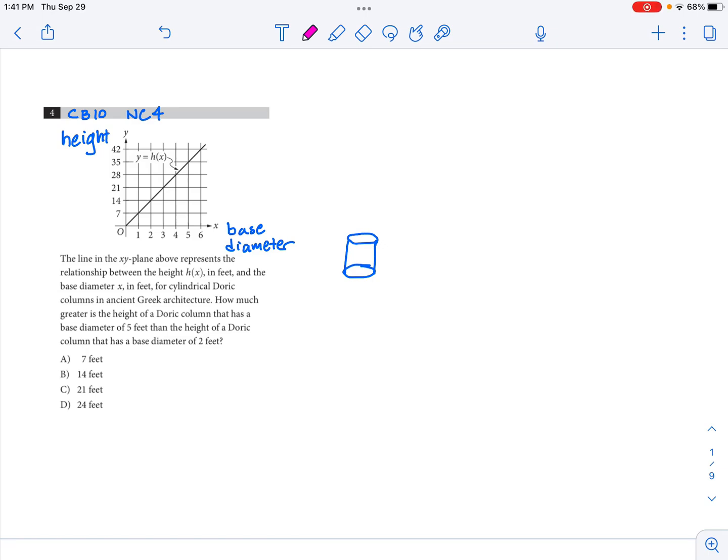College Board 10, no calculator number 4. So in this problem, we see a linear relationship in the form of a graph, but to understand what that relationship is, we need to read the word problem.